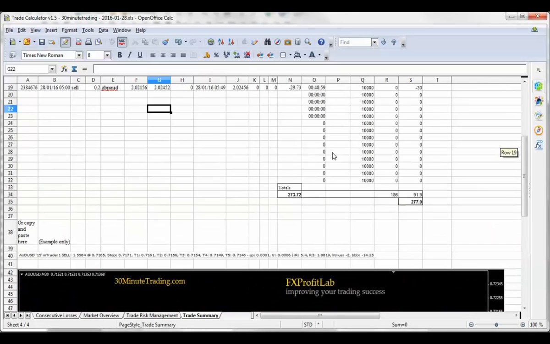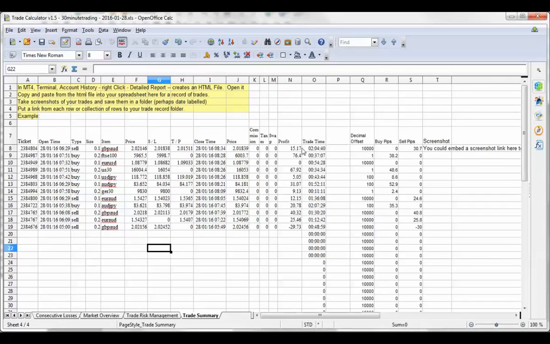So there you have it. That's all about the trade calculator and how to use it, and my thinking around risk and reward and trade setups and so forth.